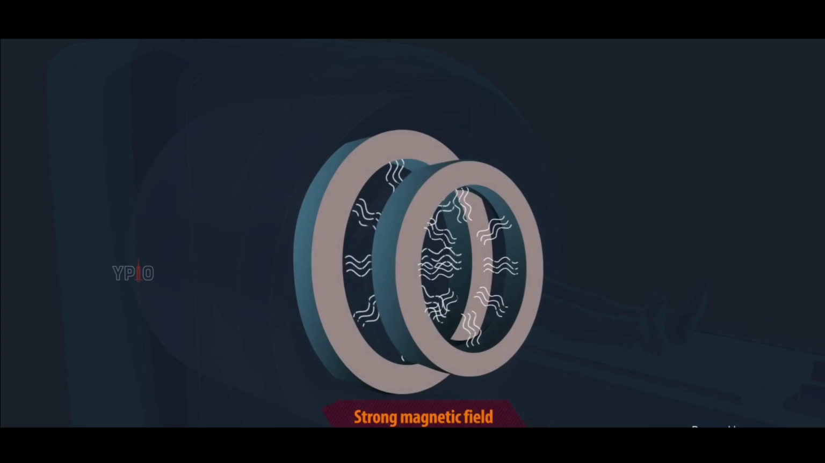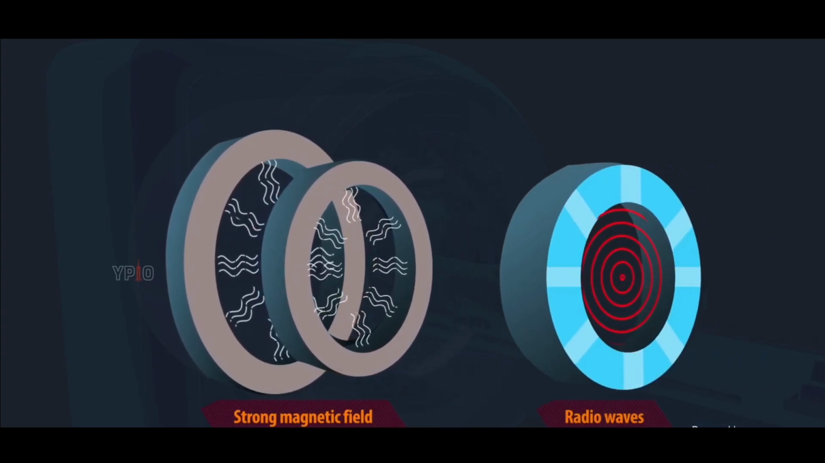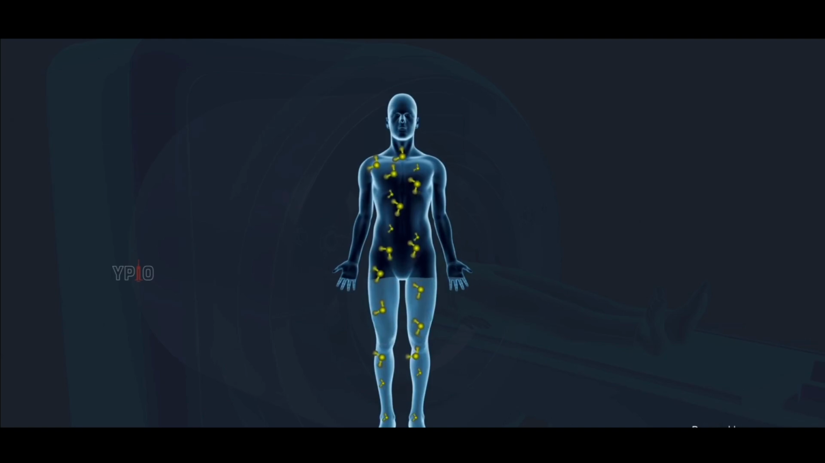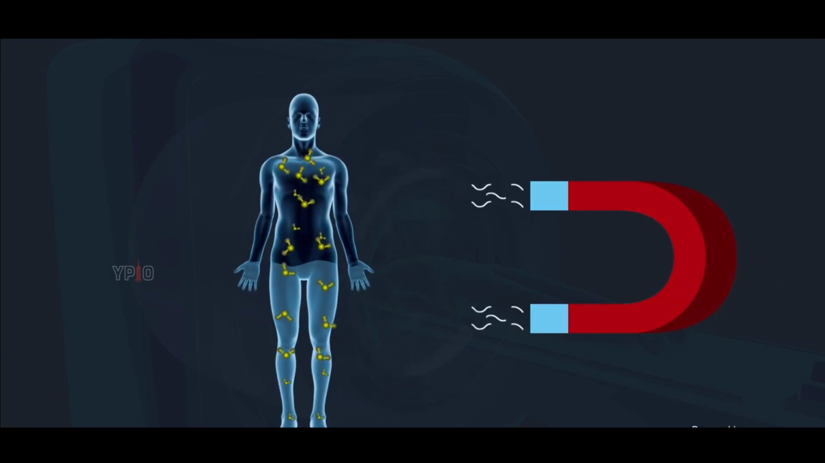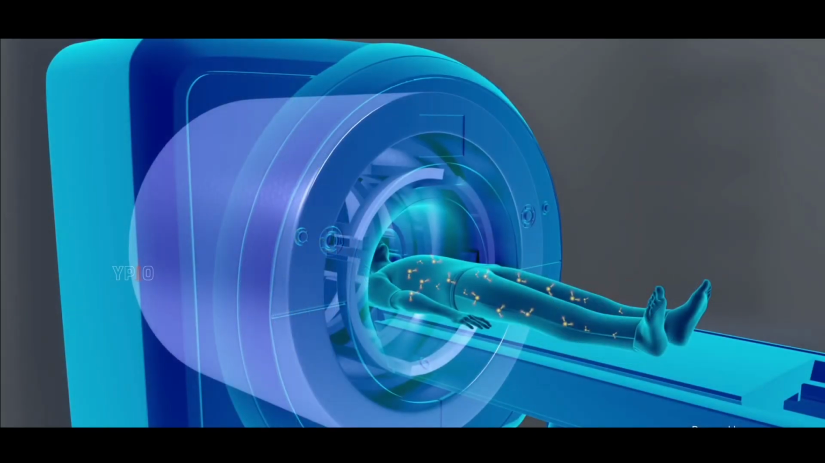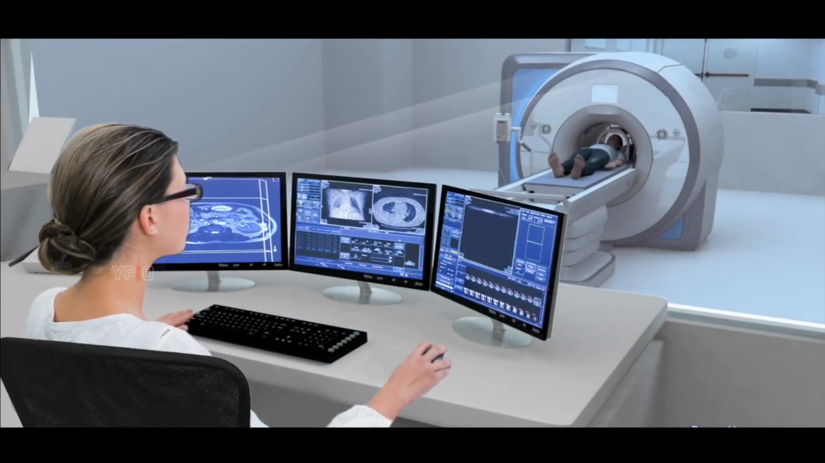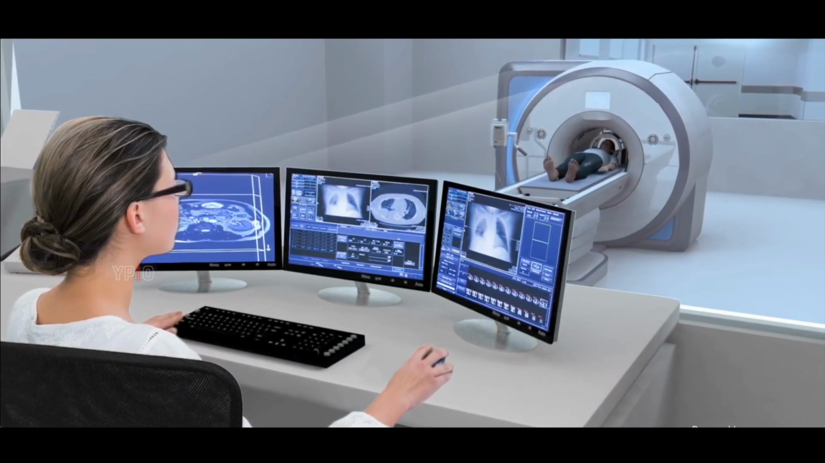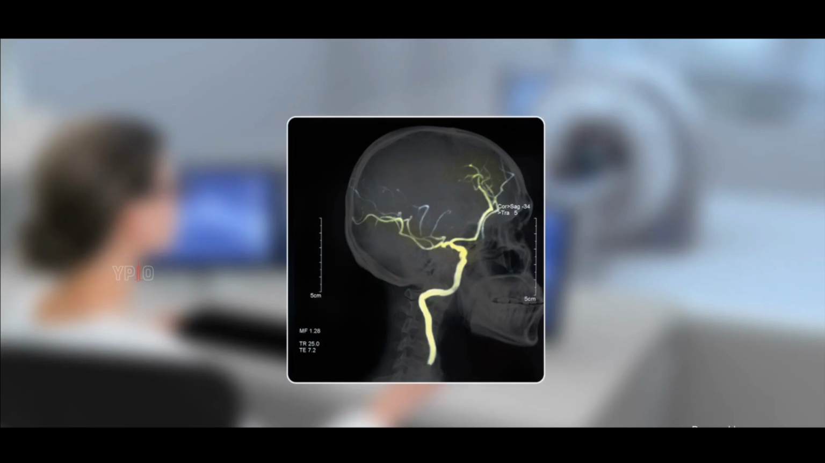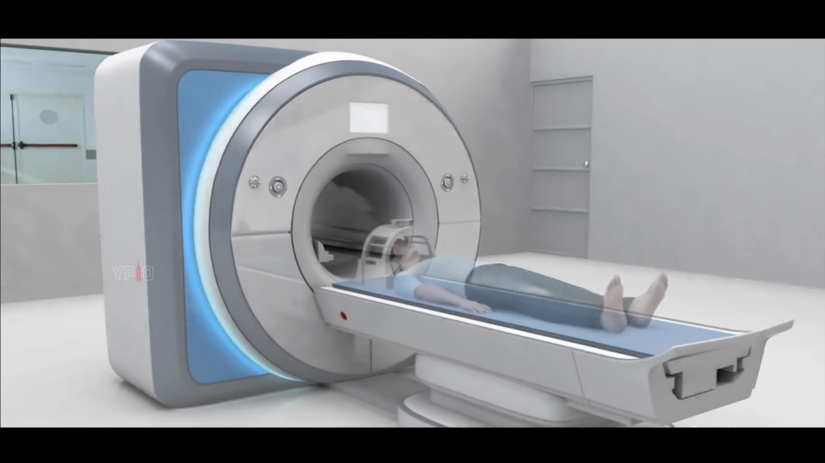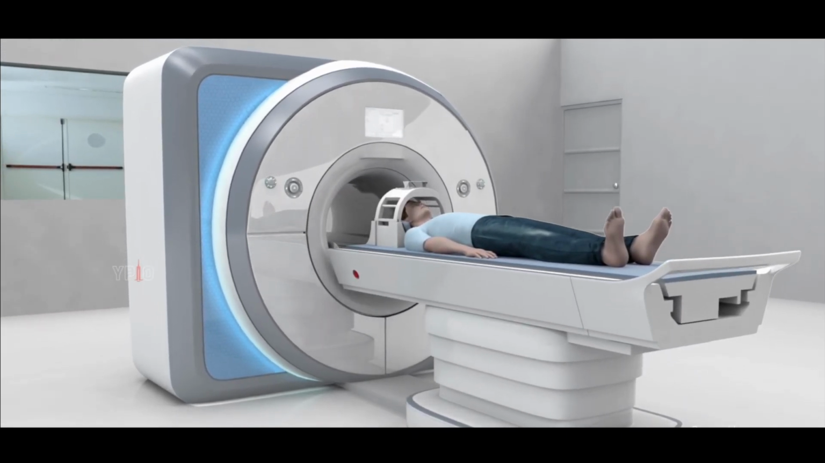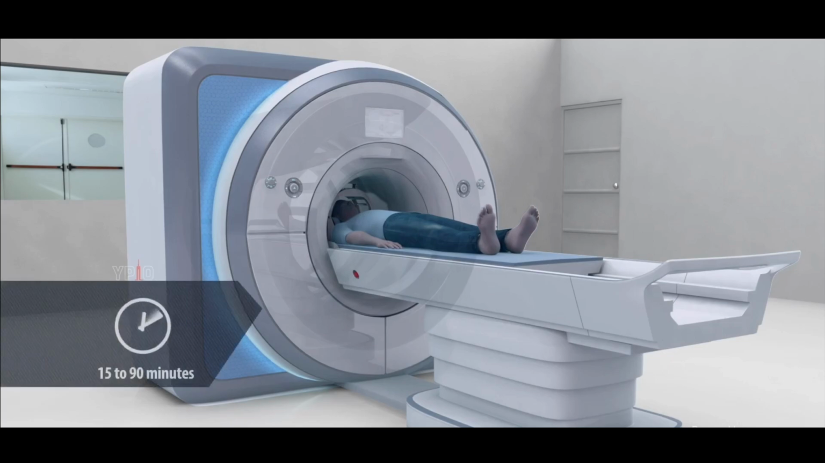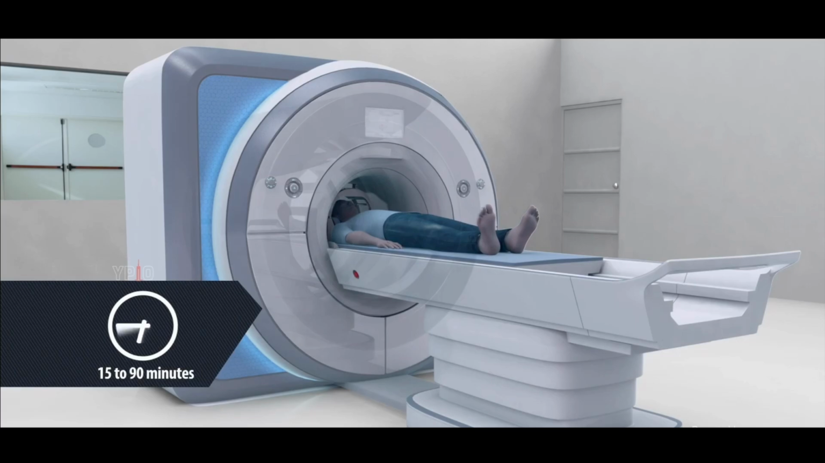The MRI machine generates a strong magnetic field and radio waves. Protons in the water molecules of your body respond to the magnetic field and radio waves by realigning themselves. They generate signals which are picked up by a detector and processed to create the images. Injection of contrast dye helps visualize certain internal structures more clearly. During the scanning procedure, you may hear loud tapping sounds, which is normal. The MRI scan may last for 15 to 90 minutes, depending on the body part being imaged.